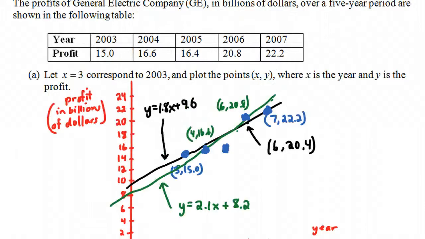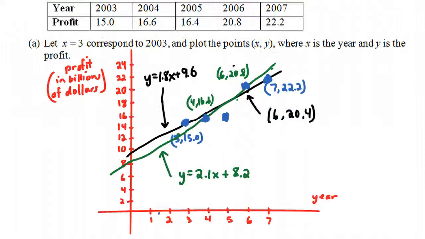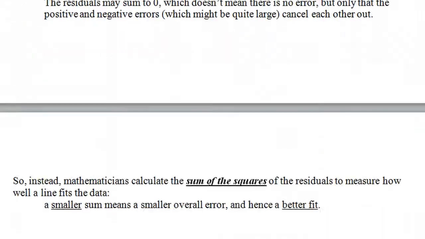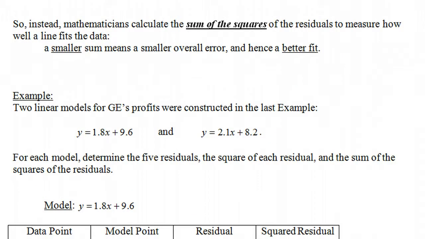If we go back up and look at this data, maybe the residual here, when we take 20.8 minus 20.4, is 0.4. But if we did the residual over here at 4, maybe it's negative 0.4. Then 0.4 plus negative 0.4 would cancel each other out, and that's bad. We want positive residuals, so we could either take the absolute value, or we could just square the residuals. When you square a number, it will always be positive, and that's the remedy we're going to use. So mathematicians calculate the sum of the squares of the residuals to measure how well a line fits the data. A smaller sum means a smaller overall error and hence a better fit.